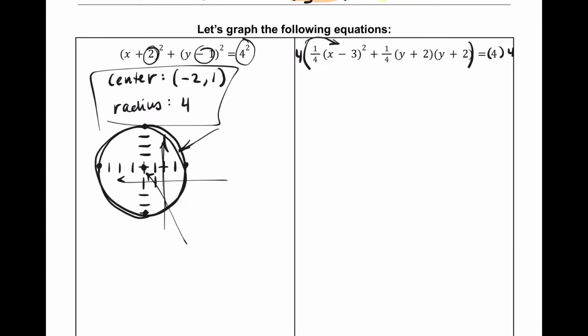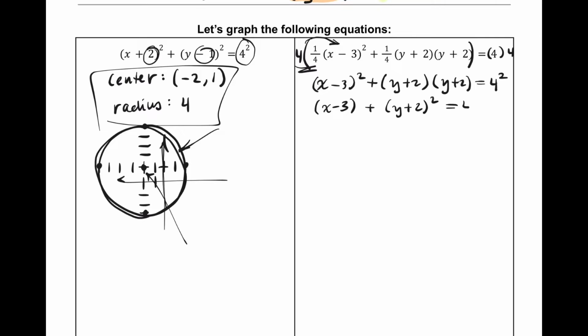So I get 4 times 1/4 is 1 on the first step. Oh, that's just (x - 3) squared. Plus, and then right here, 4 times 1/4, that's 1. Oh, that's why I picked it, so that these guys would cancel. I won't have to deal with them. Plus 2 equals, and then here we'll get 4 squared. Now I can write (y + 2)(y + 2) as (y + 2) squared, is equal to 4 squared.